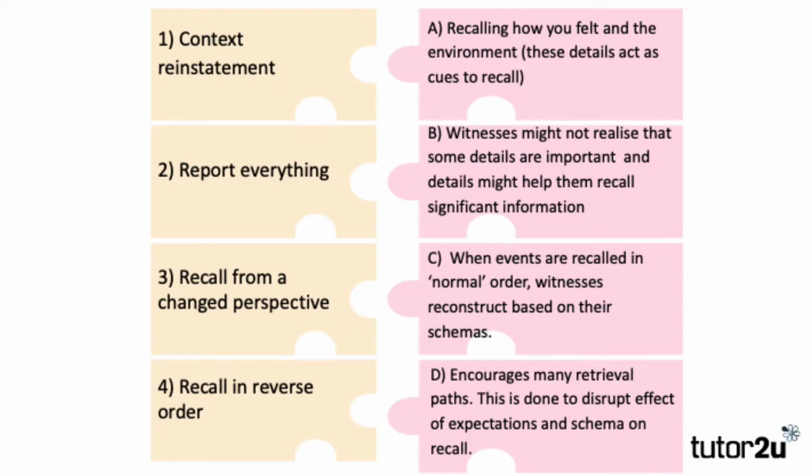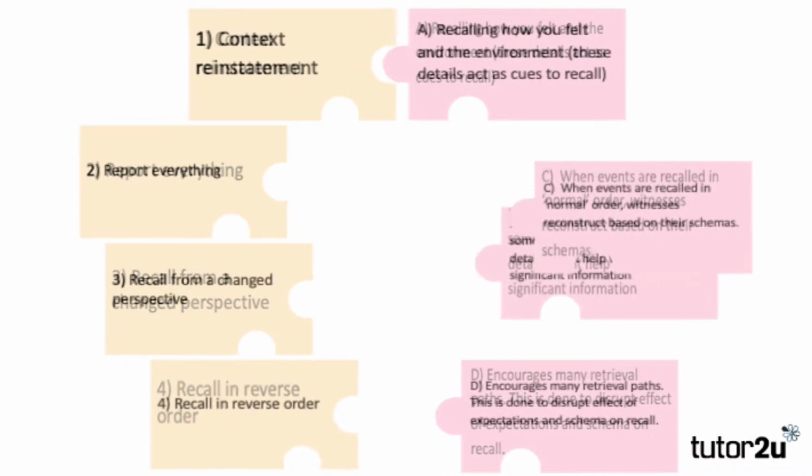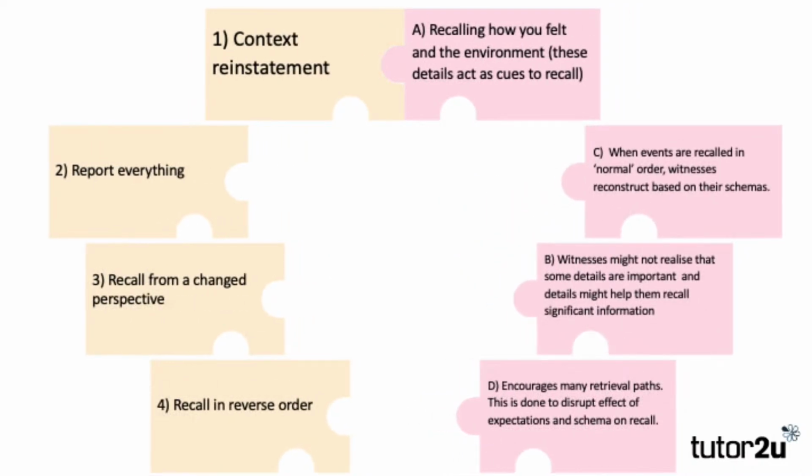So again, always good to have a read of all of them first. Might not be obvious. Excellent. Okay, so we've got our first one, I believe. 1A. Let's have a look then at the next slide. So we do have 1A. So recalling how we felt. Remember is state, and the environment is our context. We know that these details act as cues to recall. Excellent. Well done, everybody, for getting that correct.